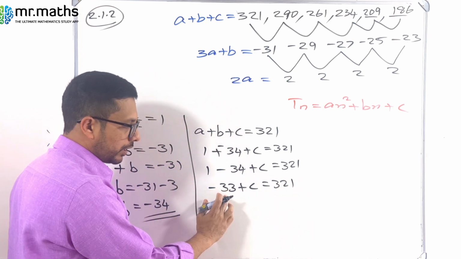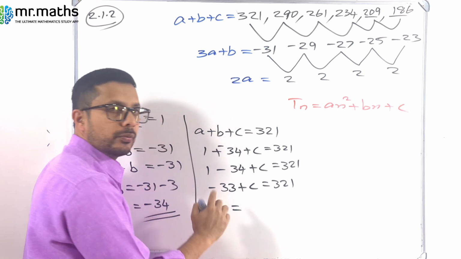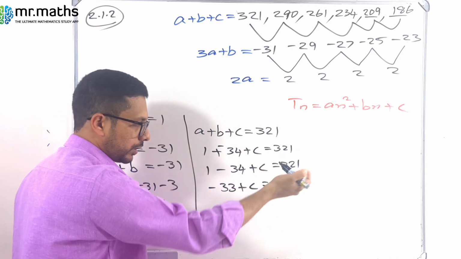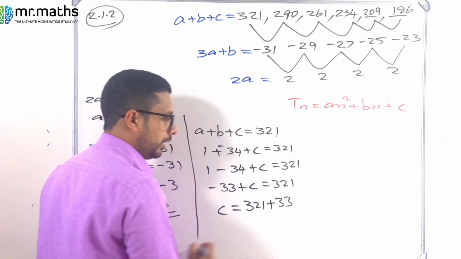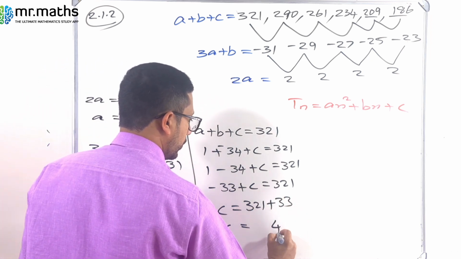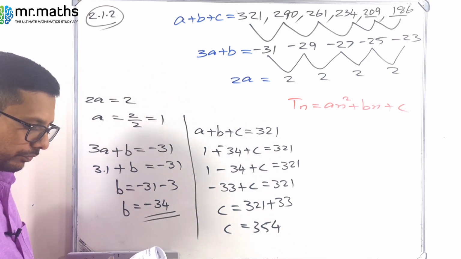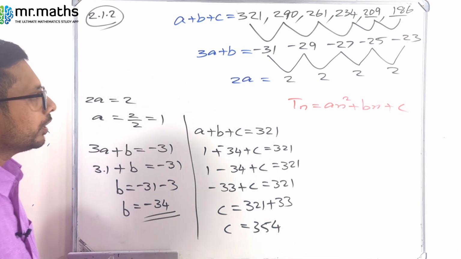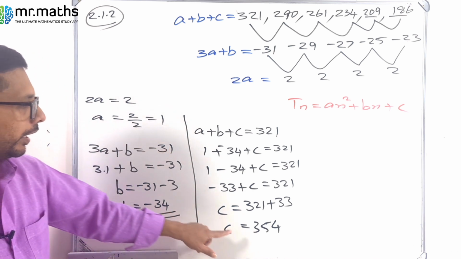Take this minus 33 to the other side. So on that side it is positive, am I right? Minus, on the other side it is positive. So it is 321 plus 33. Check in your calculator, what is the answer? I think it is 354. Okay, so now we got the values of a, b and c.